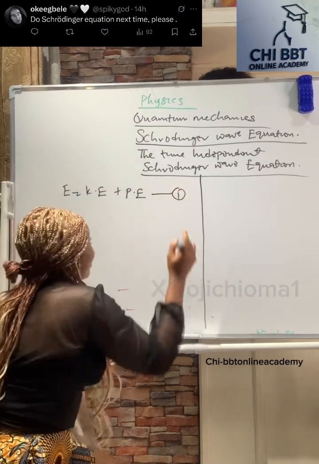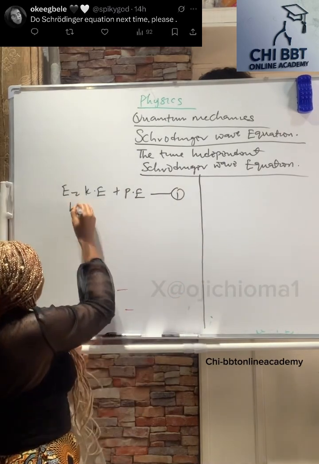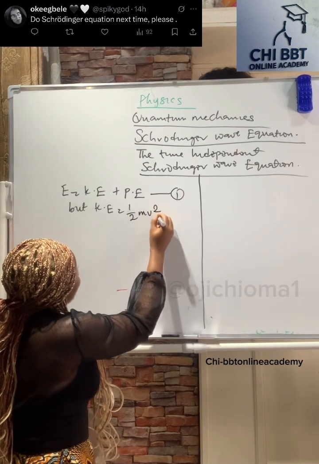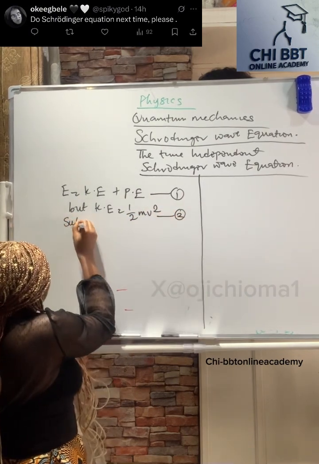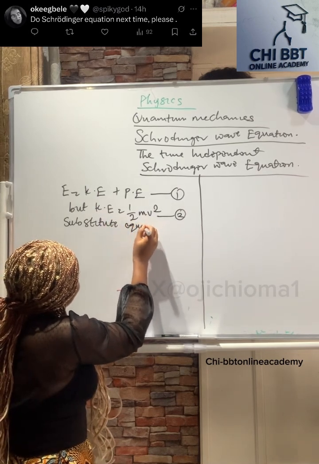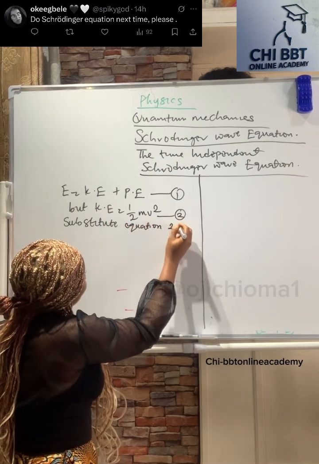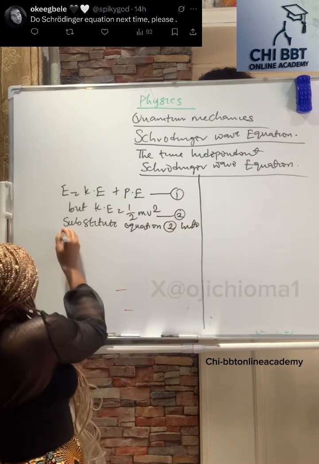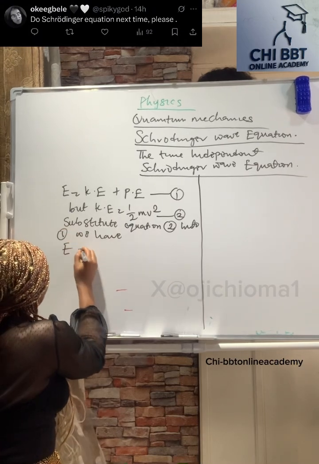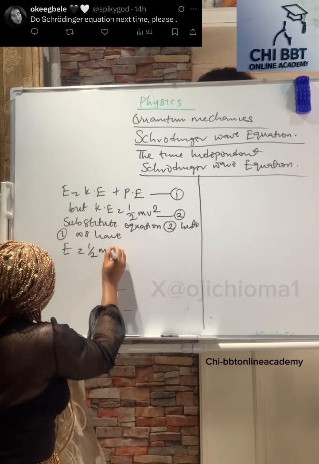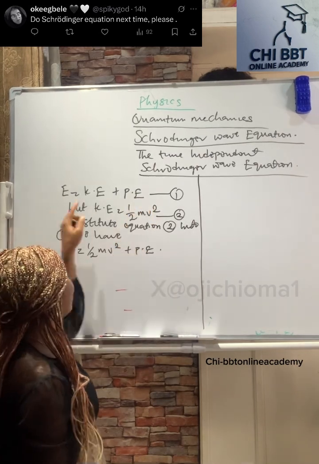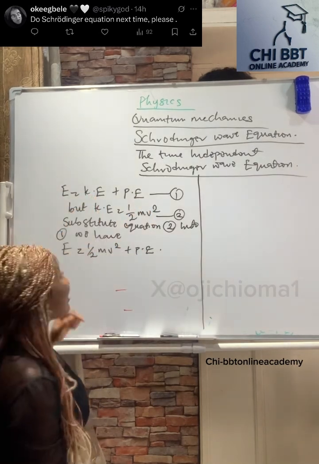This is equation 1. Guys, I will not be talking much, but kinetic energy is equal to 1 over 2 mv squared. Equation 2. Substitute equation 2 into 1. When we do the substitution, energy is equal to 1 over 2 mv squared plus PE. Now, PE is the potential energy, E is the total energy, and KE is the kinetic energy.